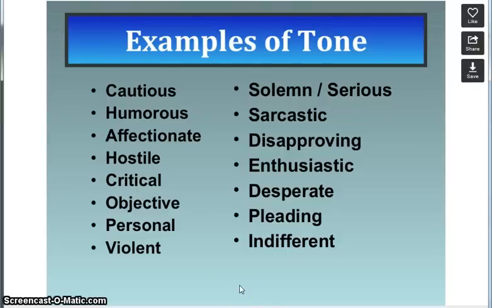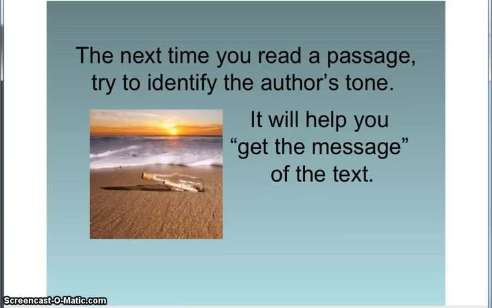So here is a list of some examples of tone. You can read through these on your own. And the next time you read a passage, try to identify the author's tone. It will help you get the message of the text.